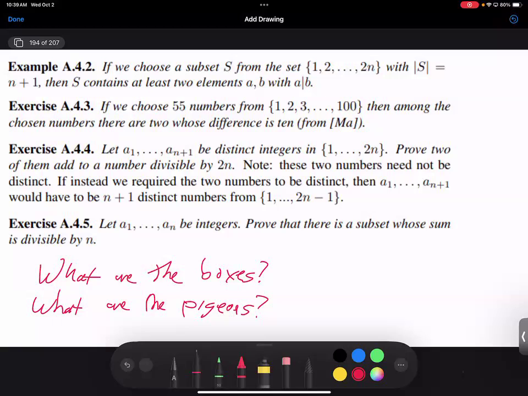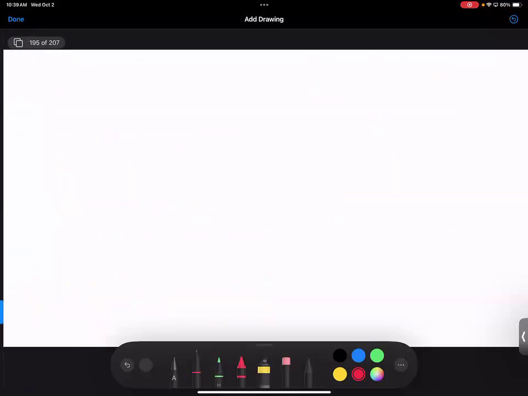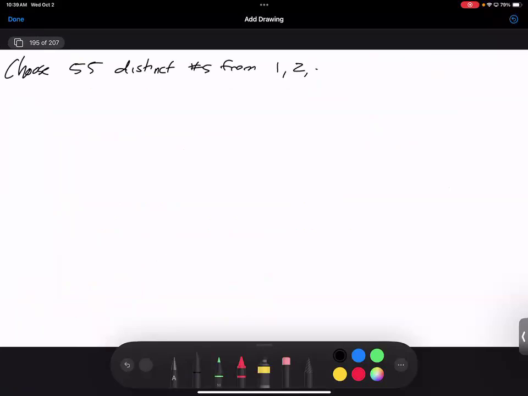So if we choose 55 distinct, do not be afraid to say something is wrong. Just because it's written down doesn't mean that it's right. So we will now choose 55 distinct numbers from 1 to 100. Claim to differ by 10.